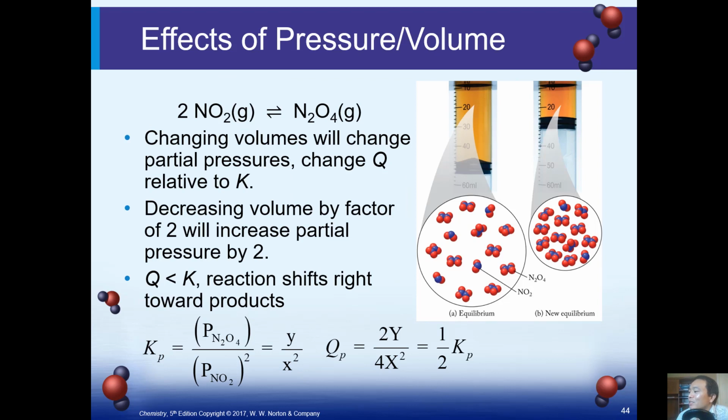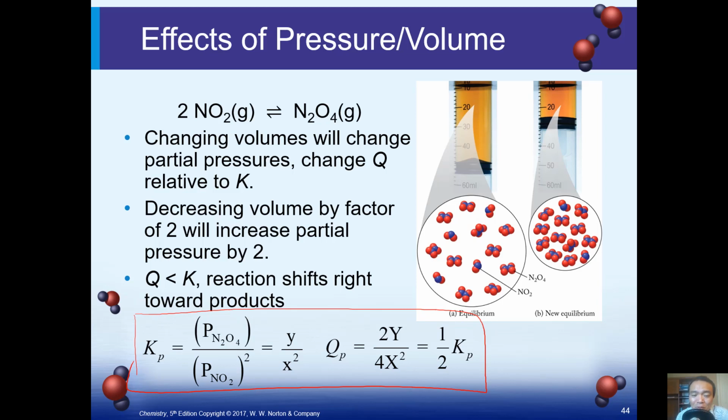Or you compress, if you make the whole container smaller. So you compress the whole reaction, or you expand the container. What's going to happen? If you're interested, you can look at how they analyze this. The key idea is, after the change, if Q and K are not the same anymore, then you can use the Q and K comparison.